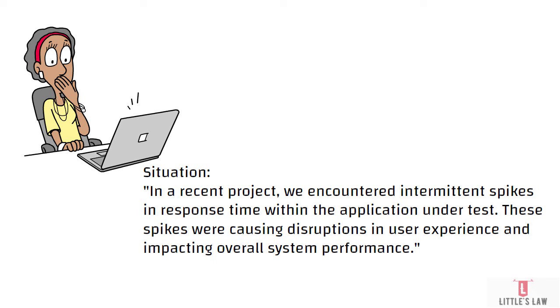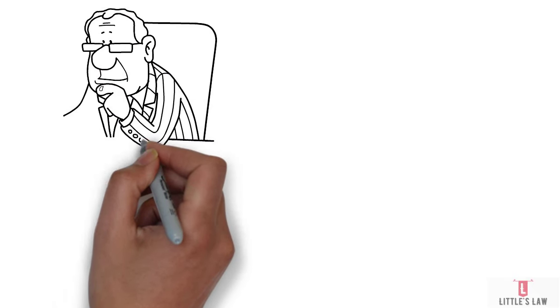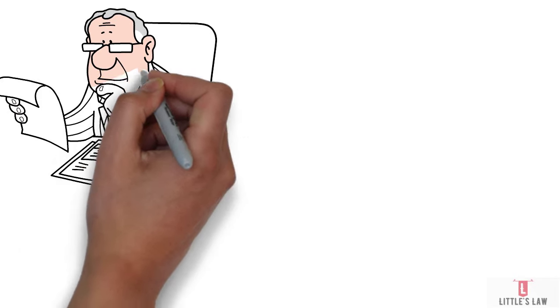In this, the situation is in your project. So you can answer this in a way that, in my project, I was encountering intermittent spikes in response time within the application under test, and these spikes were causing disruptions in user experience and impacting the overall system performance. And that's a quick summary about the situation. And now let's move on to the task. So my task was to investigate the root cause of these spikes and propose solutions to mitigate the performance issues.